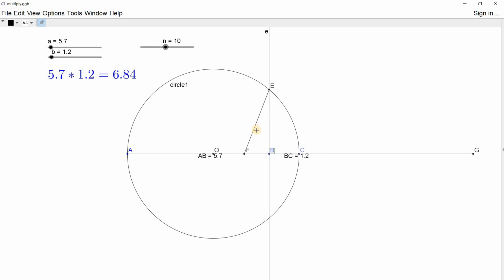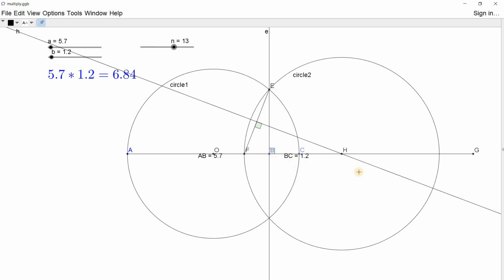Then draw the perpendicular bisector of line EF like this. And the bisector meets this line at H. Then taking H as the center of the circle and with radius HF, draw a circle like this. This circle meets this line CZ at point I. Then let's measure the length of BI, which is equal to 6.84.